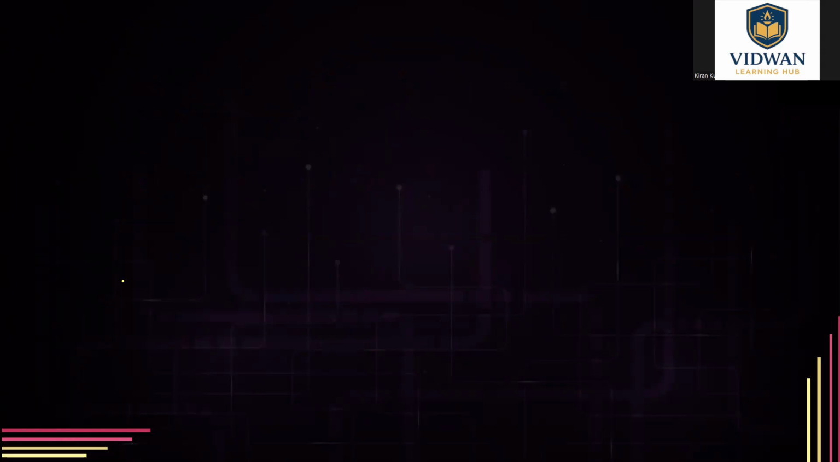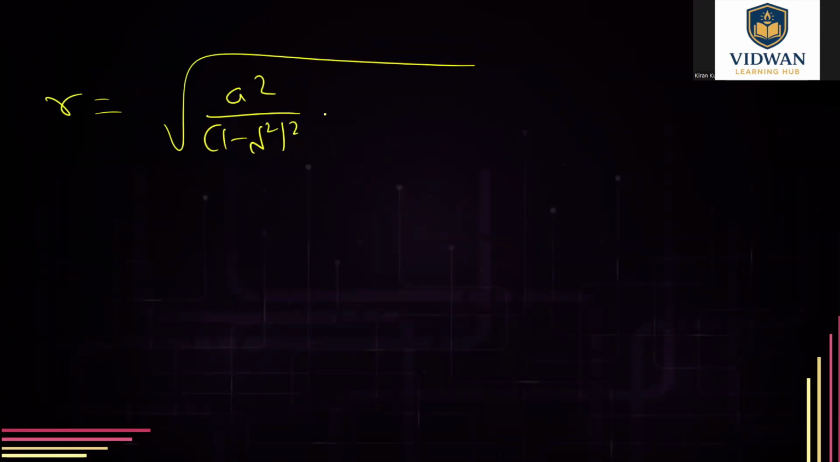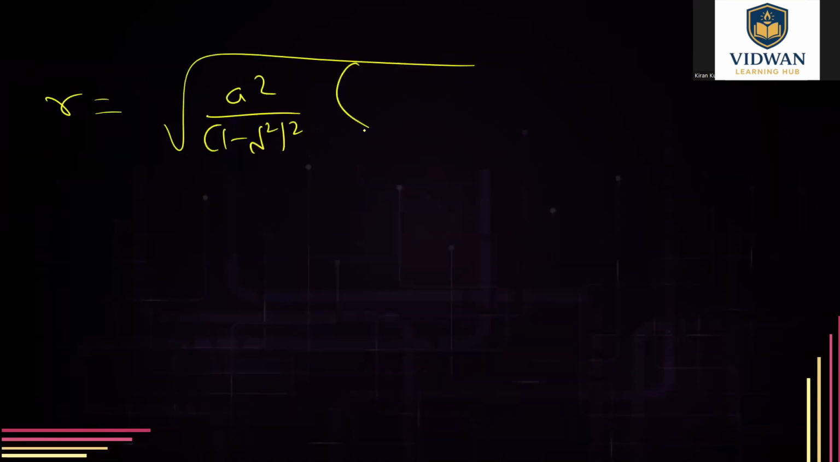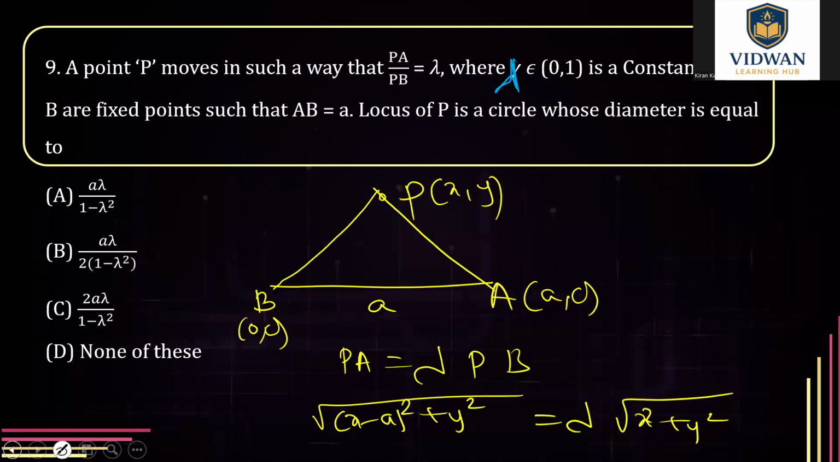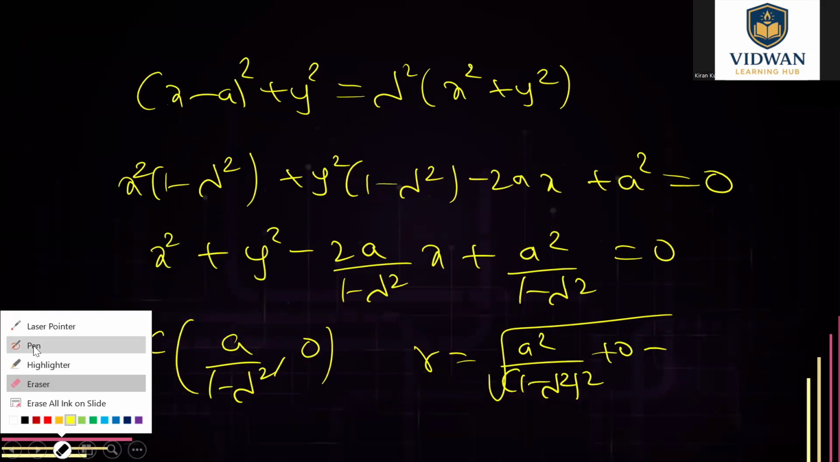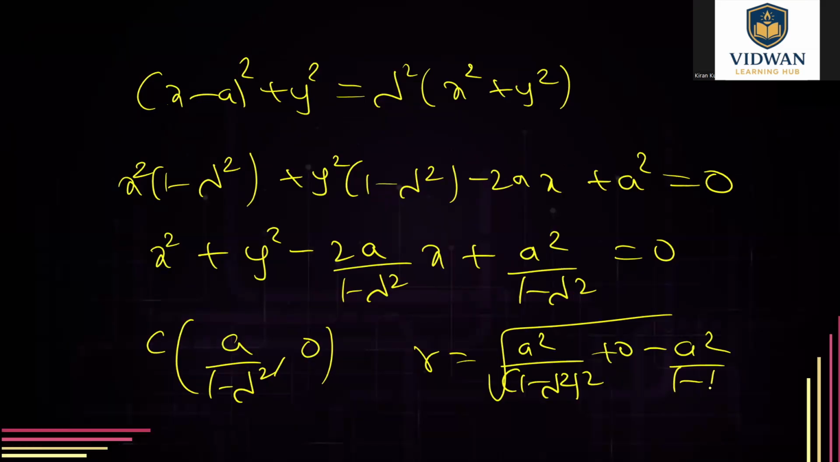So what is the value? You will get root of a square by 1 minus lambda square whole square if you take common. What is left out? 1 minus a square is left out. So what was the radius supposed to be? Something in terms of these values. So root of g square plus f square minus c. Minus c only, no? I wrote c square, sorry. So I had to write there minus a square by 1 minus lambda square. Okay. And g square is correct only.